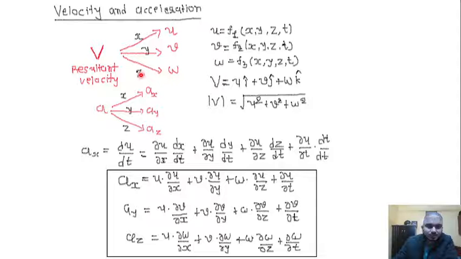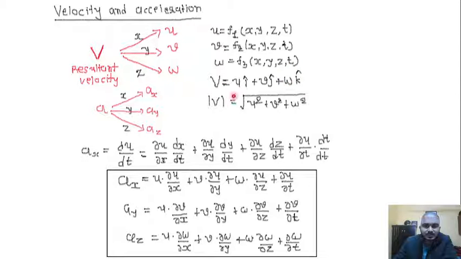Now our next topic for today is velocity and acceleration. So let's say the resultant velocity is denoted as capital V, and it is having x, y and z components as u, v and w. So velocity components are function of space and time. So u as function of x, y, z, t, v is also a function of x, y, z and t, and w is also function of x, y, z and t.